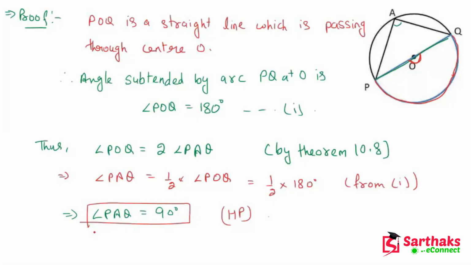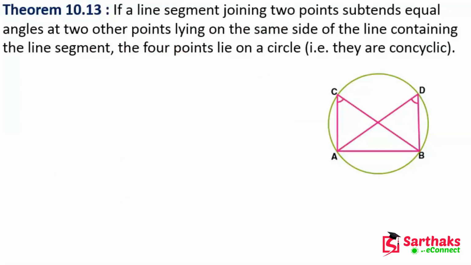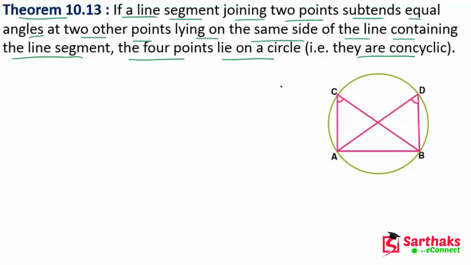I hope you understand these things. So this is the proof of this theorem. Now let's move on to the next theorem. This theorem states that if a line segment joining 2 points subtends equal angles at 2 other points lying on the same side of the line containing the line segment, then the 4 points lie on a circle, that is, they are concyclic.